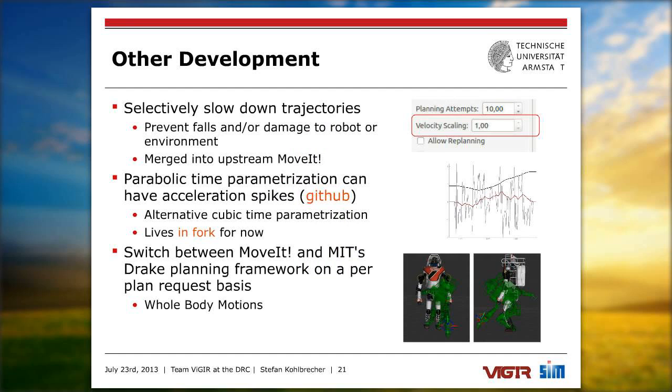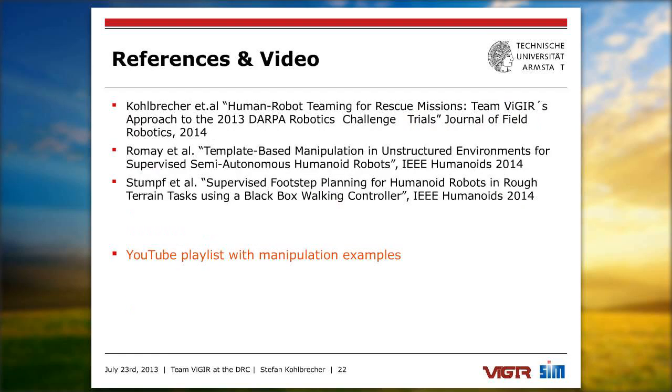There's some other stuff we did, selectively slowing down trajectories. Sachin already talked about that previously. We also noted that the parabolic time parameterization can have acceleration spikes, and we have a cubic time parameterization approach for that, which right now still lives in a MoveIt fork, and probably needs some work before it can go upstream. We can also switch between MoveIt and MIT's Drake planning framework on a per plan request basis, because we wanted to have whole body motions, but didn't end up using them in the DRC actually.